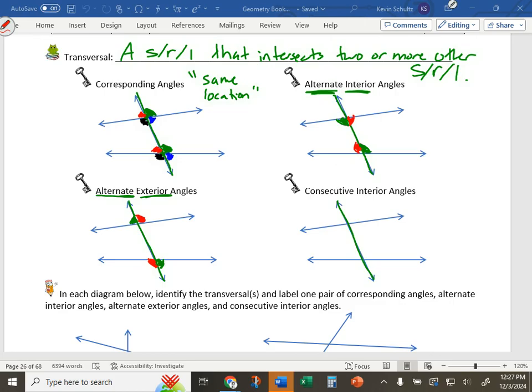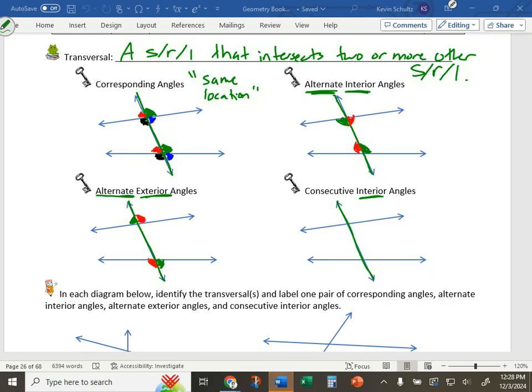Outside the lines, opposite sides of the transversal. Okay? The last one, consecutive interior. Again, we have that word interior, so we're talking about inside or in between the lines. What does the word consecutive mean? Could it mean one after another, one after the other, or next to, or something like that?